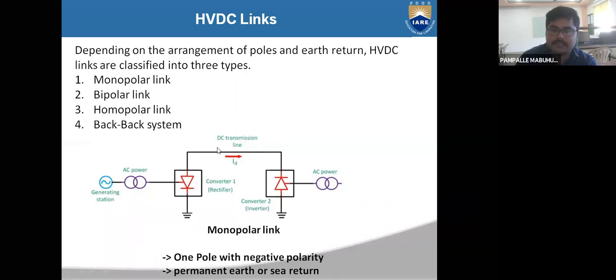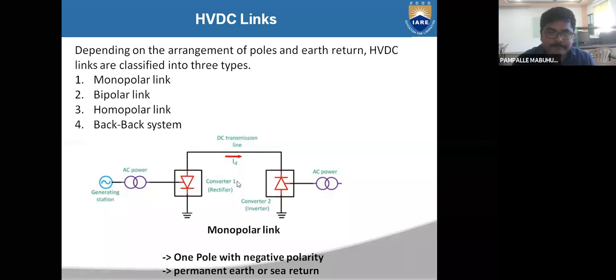So there is one DC transmission line, if you observe. Pole in the sense you have to consider it as a transmission line, a DC link. This DC transmission line, the conductor or pole, will be only one in the case of a monopolar link, with negative polarity. The return path for the current will be through the earth, or you can also use the sea as the return path for this power.